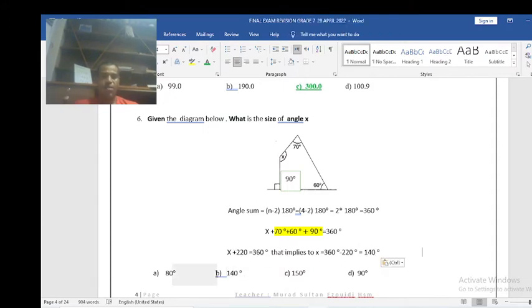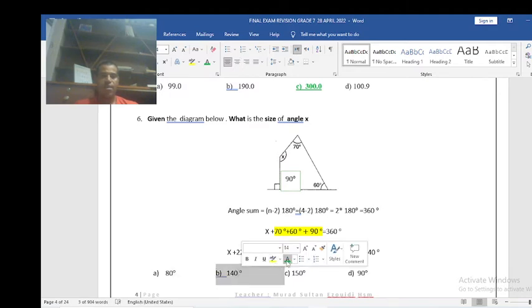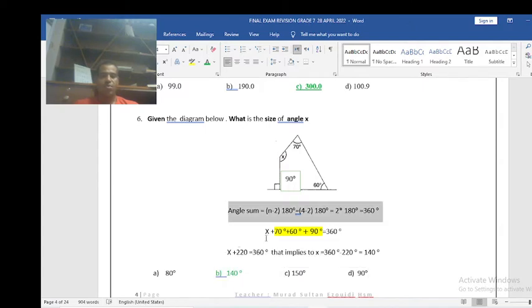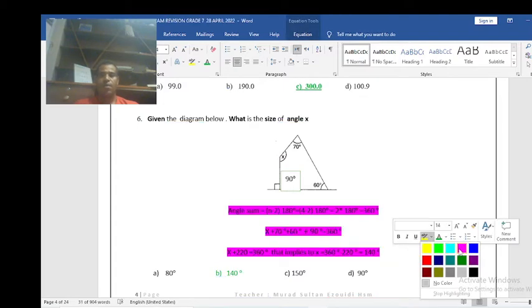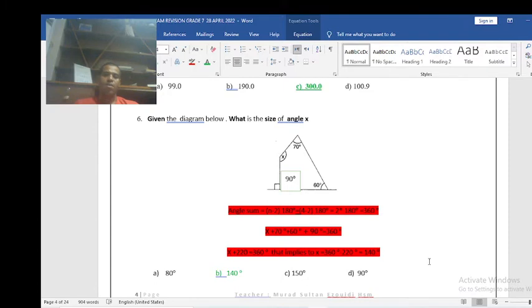So you should circle or choose this correct answer here. So this is how you can solve this question. Okay, then the second question.